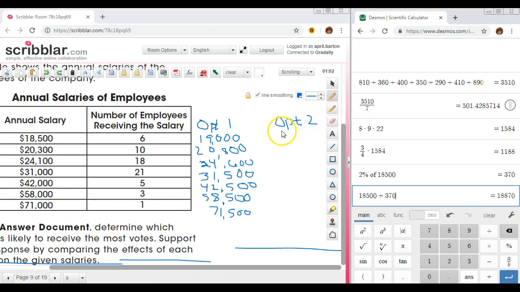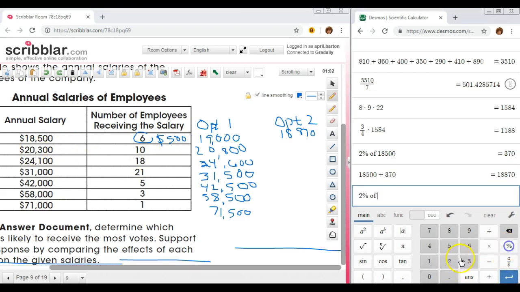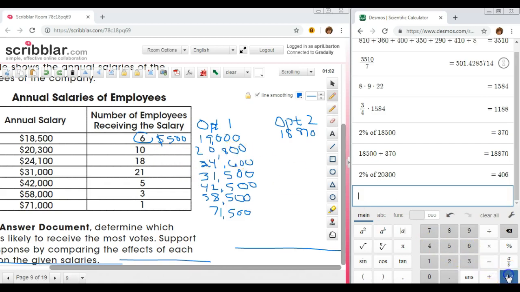Gives us 18,870. So these 6 people will want the $500. That's the option that gives them the most money. Now we do it again. We do 2% of 20,300 is 406, which we add to the 20,300. Notice I'm always using these original numbers, not the option 1 numbers. We're going back to the original salary and figuring the 2% off of that.